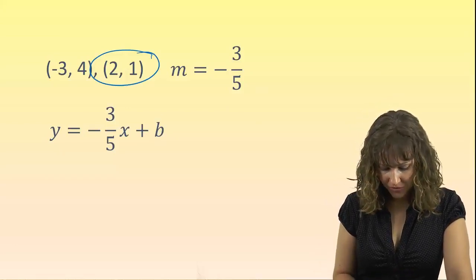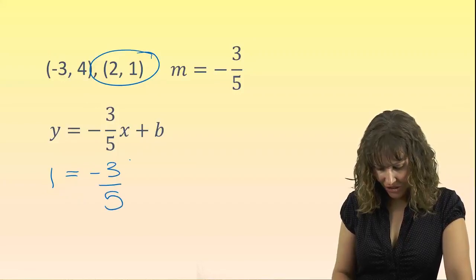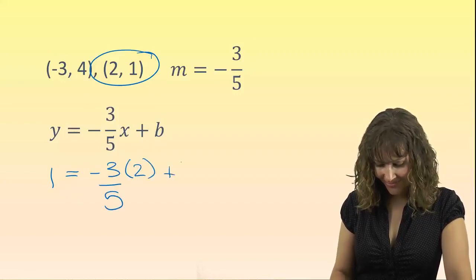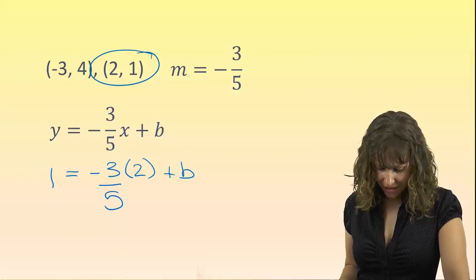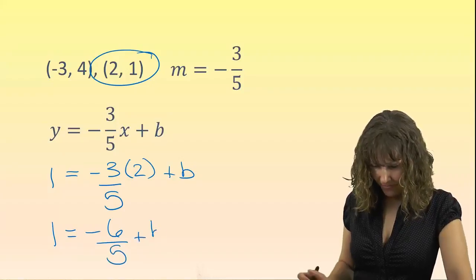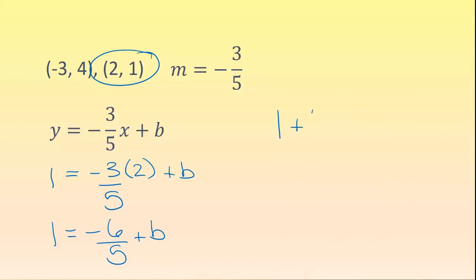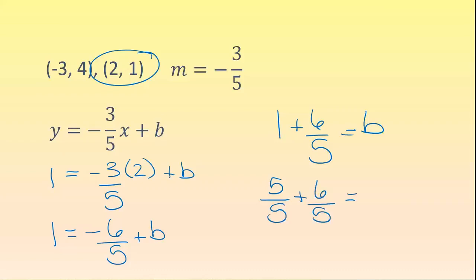So I'm going to plug in 1 for y and 2 for x. We are going to have to work with fractions here, but that's okay. We can do it. So we get 1 equals -6/5 plus b, and now we have to add the 6/5 over. So 1 plus 6/5 equals b, and we'll take a common denominator to get that b is equal to 11/5.